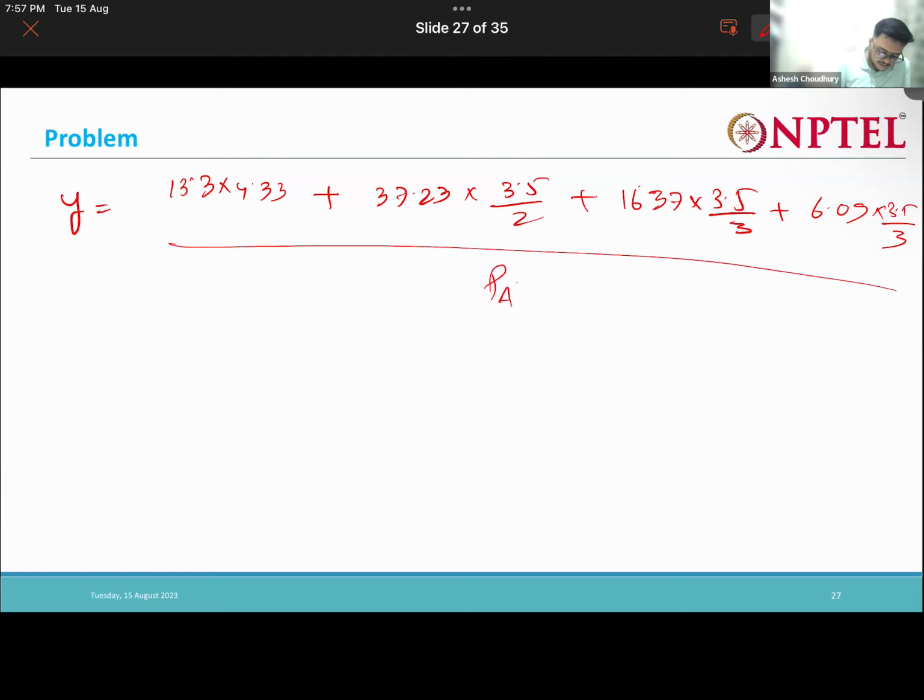The total PA is equal to nothing but Q 1.68. So this PA is actually acting at 1.68 meters of the base.